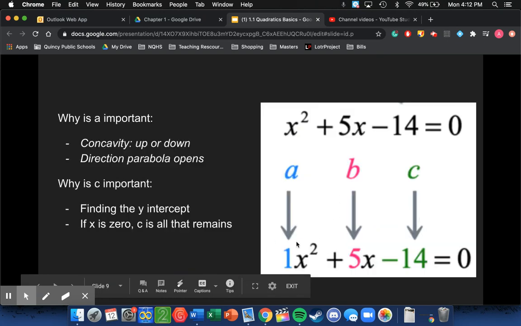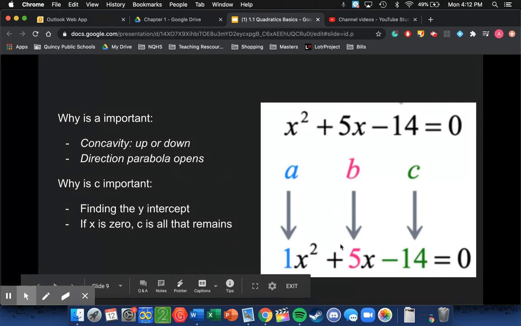If this is negative, we know that it opens down, which results in this maximum point, and everything else just careens downwards. c is important because, just like in y equals mx plus b, there is this constant at the end, and that constant is absolutely the y-intercept.